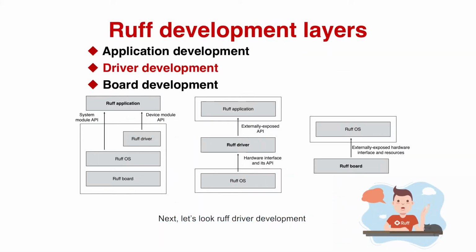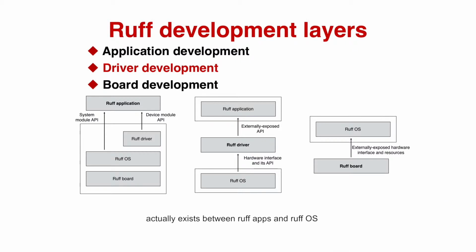Next, let's look at Ruff driver development. Ruff driver development actually exists between Ruff apps and Ruff OS. It requires the mastery of the hardware interfaces that Ruff OS exposes to driver developers, and the APIs of these interfaces, as well as some operational logics of devices. These APIs and logics are adopted to write the entire device driver, and it generates a code file and document of the driver, provided to the app developer. The app developer reads this document and API to actually operate this device.